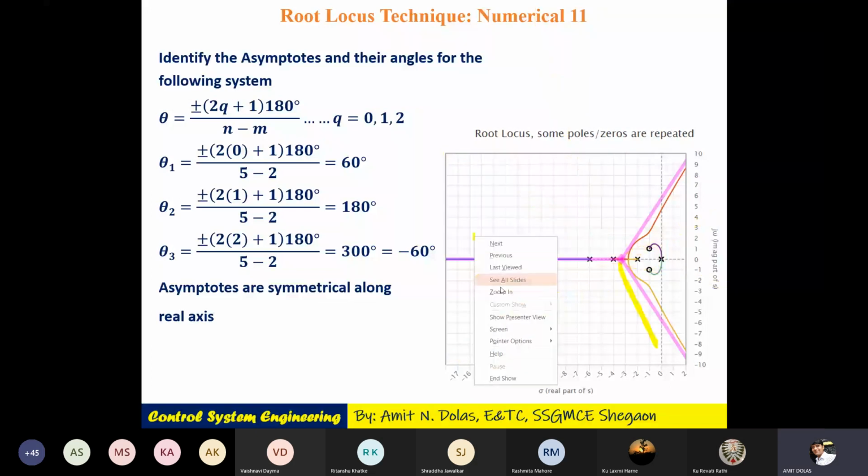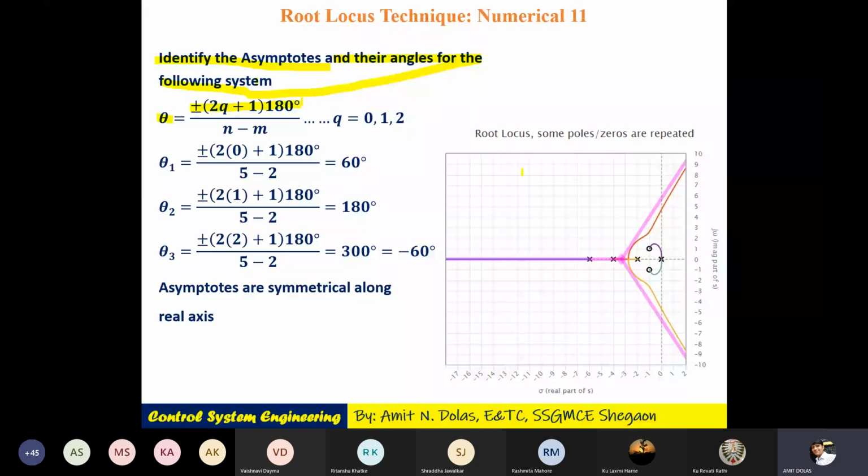So here, identify the asymptotes, which we did in the earlier example. The number of asymptotes is 3, and we need their angles for the same system that was given. What is the condition for that? The angle of asymptote, by the angle condition, is plus minus (2q plus 1) into 180 divided by the difference between poles and zeros. The difference between poles and zeros is 3, that is 5 minus 2. So q values will be 0, 1 and 2. Putting the 3 values of q, the first angle we get is 60, another angle we get is 180 by putting q equal to 1. By putting q equal to 2, we get 300 degrees, nothing but minus 60.